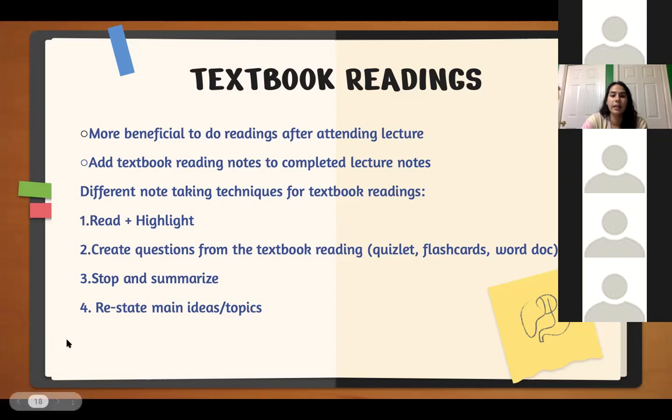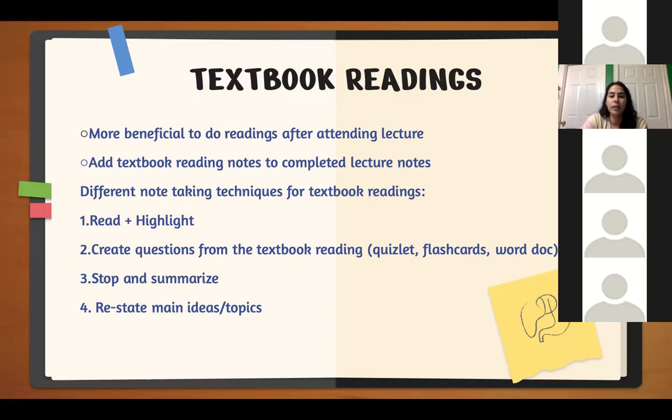The second technique is to create questions from the textbook readings, and you can use some of the techniques mentioned by my other teammates, such as Quizlet, physical flashcards, or a Word doc. An example of how to create a question from the material is if the sentence in the textbook states, the largest area of the brain is the cerebrum, I would rearrange it to create a question like, what is the largest part of the human brain? And then on the opposite side of the flashcard, you would write the answer down.